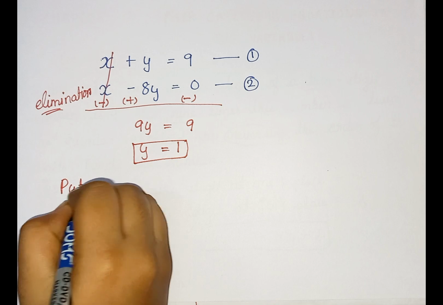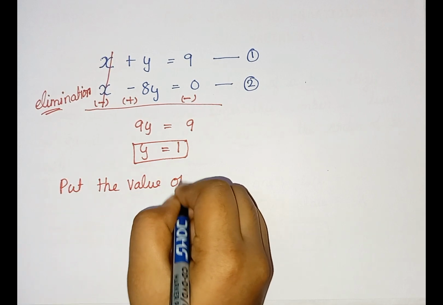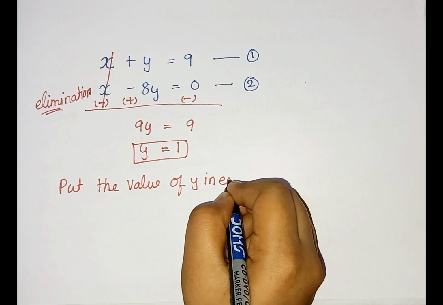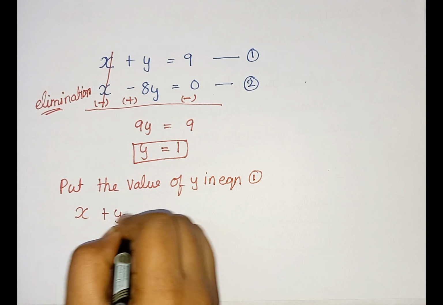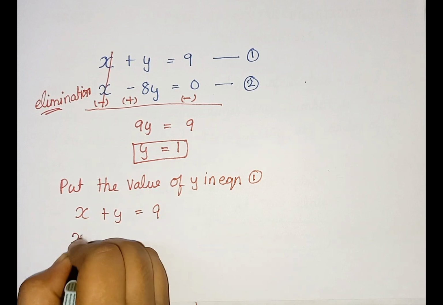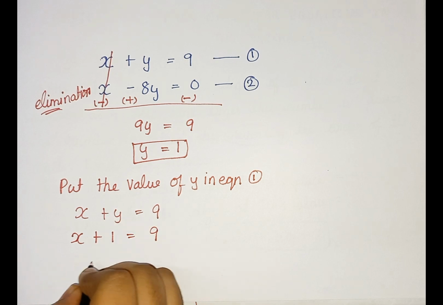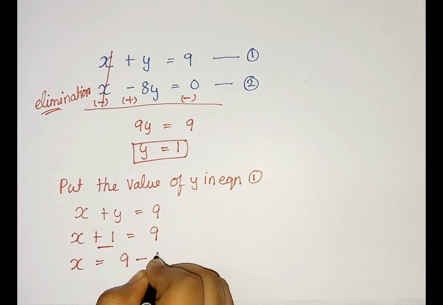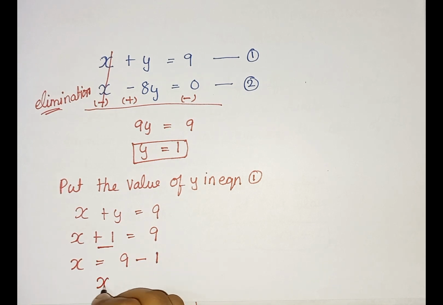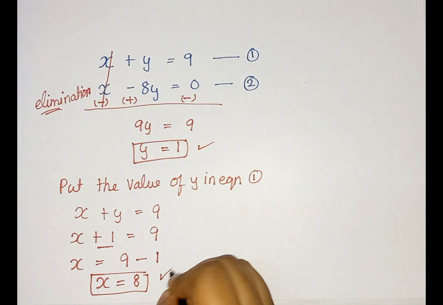So put the value of y in equation number 1. What is equation number 1? x plus y is equal to 9. So x plus 1 is equal to 9, because the y value is 1. So x is equal to 9. When this plus 1 comes to this side, it changes into minus 1. So the x value is equal to 8. So we got the y value and the x value.